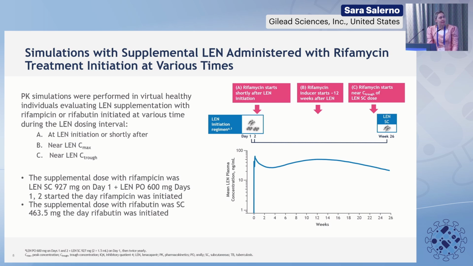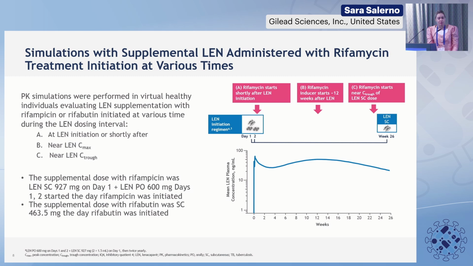So that's why we looked at 3 representative times: one shortly after the LEN initiation regimen started, which would be the worst case for efficacy; also near the LEN Cmax around 12 weeks, which would be the worst case for safety; and then the LEN C trough, which is also important for efficacy. We also performed these simulations using a virtual healthy population.